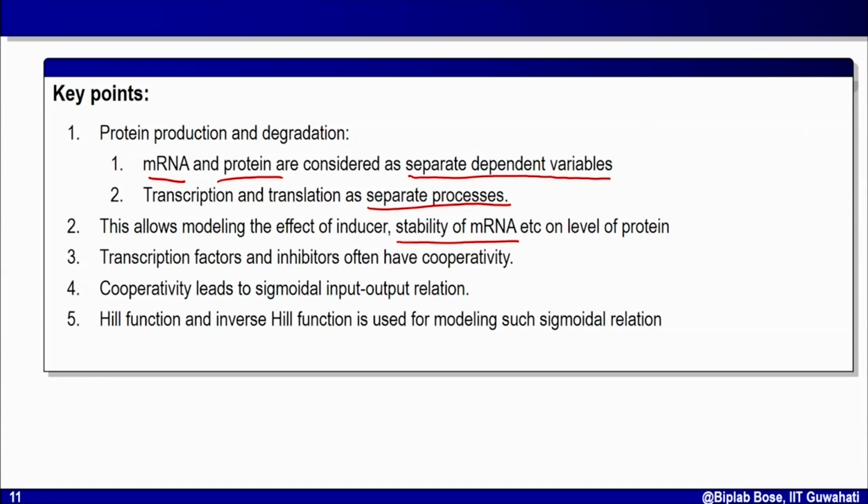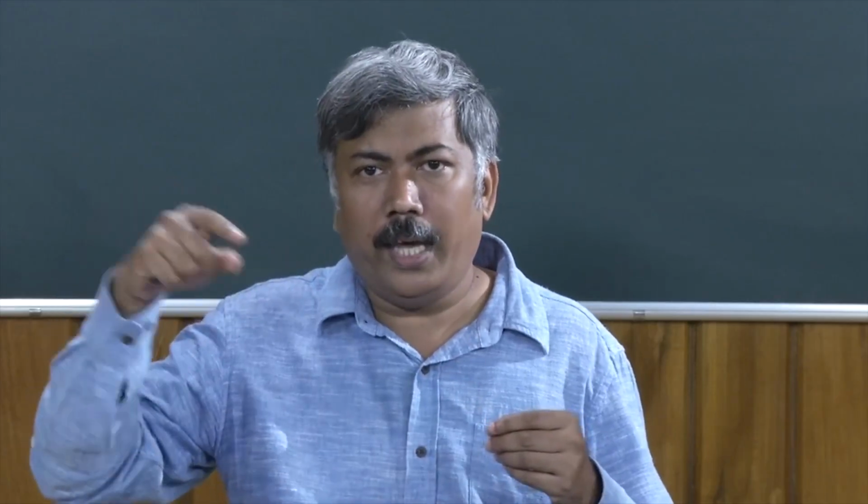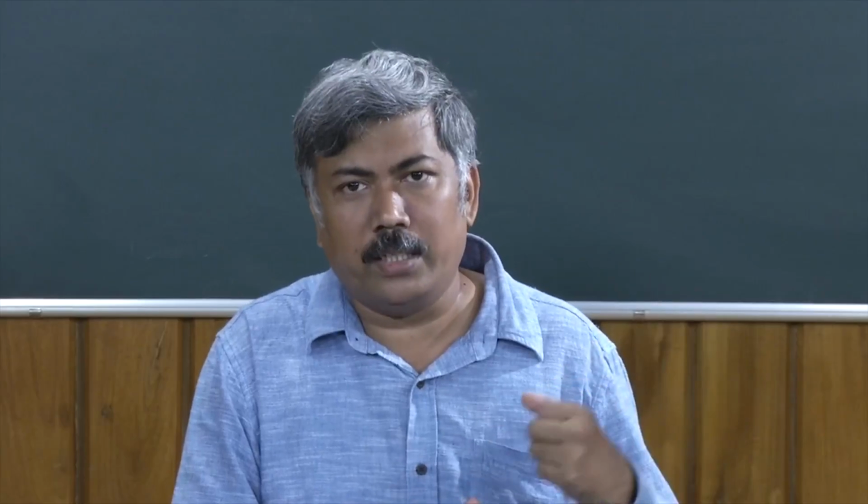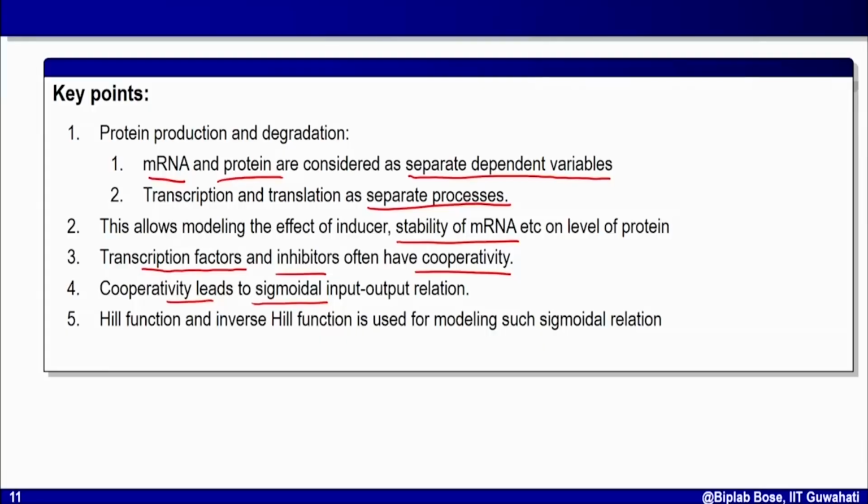Now we have to remember, in most cases, transcription factors or inhibitors work with cooperativity. This cooperativity sometimes leads to a sigmoidal input-output relation. So input-output is not linear here, but non-linear and has an S shape, and saturates at a higher value. If experimental data tells you that you have a sigmoidal input-output relation for the transcription factor involved in this system, you can use the Hill function, which is very simple, or an inverse Hill function to model this type of sigmoidal behavior.